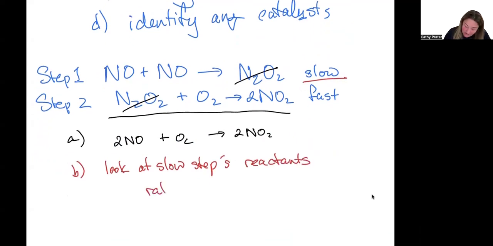Writing my rate law, it's going to be rate equals k something. Now that something is going to be these two things. I have NO, so it's going to depend on its concentration. How many NOs are there? There are two of them, so it'll be NO squared.